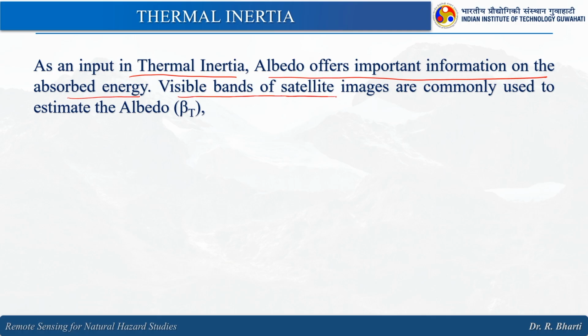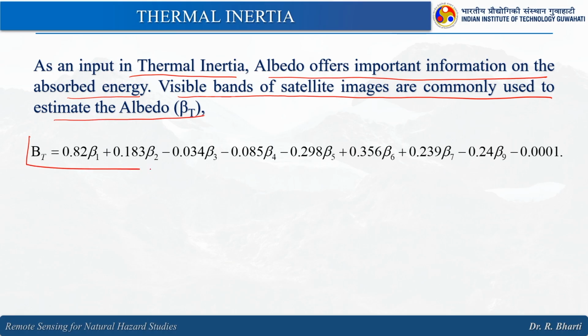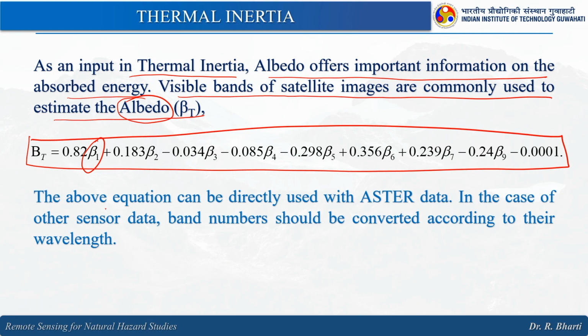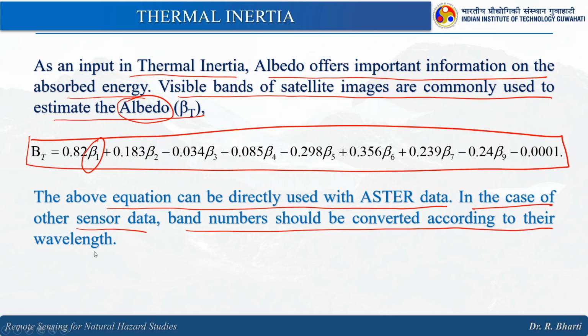So, as an input in thermal inertia, albedo offers important information on the absorbed energy. Visible bands of satellite images are commonly used to estimate the albedo, and this particular equation is used with ASTER data to calculate the albedo. Remember, if you are changing the satellite, you have to remap the bands. The above equation can be directly used with ASTER data. In case of other sensor data, band numbers should be converted according to their wavelength.